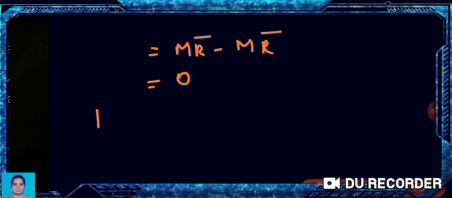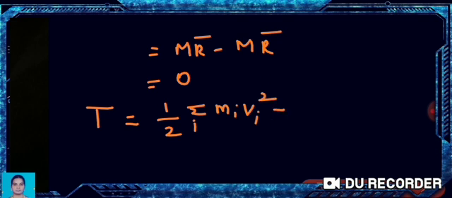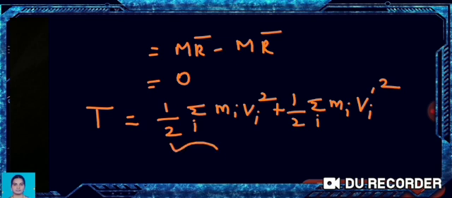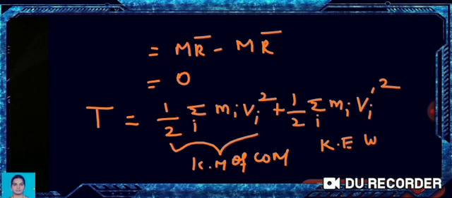So the kinetic energy of a system of particles is equal to half summation over i of mi v square plus half summation over i of mi vi prime square. So the kinetic energy of a system is equal to the kinetic energy of the center of mass plus the kinetic energy of the system with respect to the center of mass.